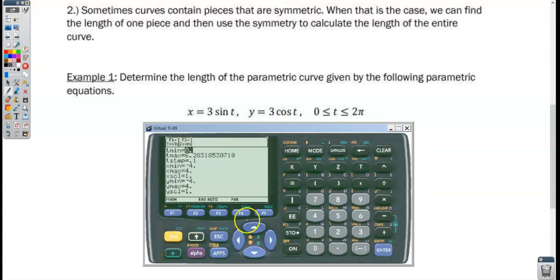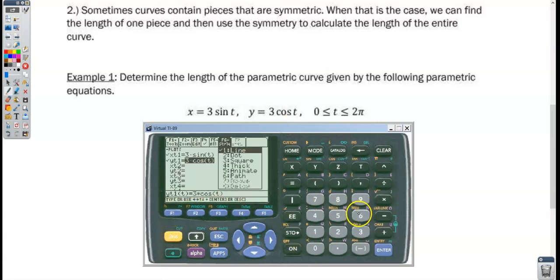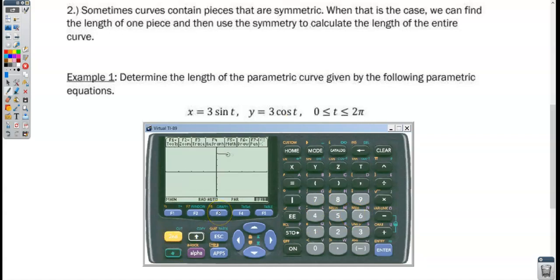So let's do this from 0 to 2 pi. Okay, should fit on my window. I'm going to go ahead and path this so that I can see if it writes over top of itself. And I'll go ahead and graph this. And there it goes.